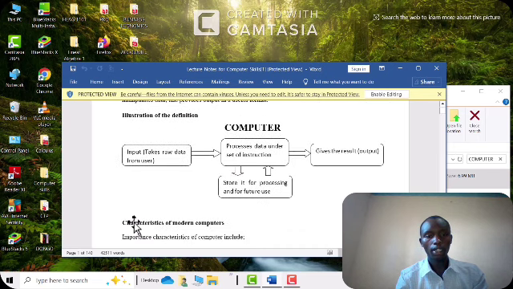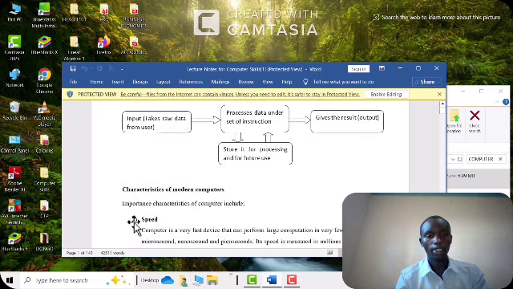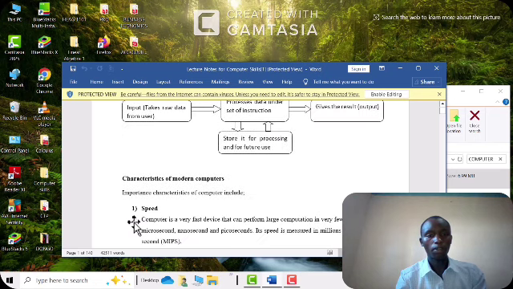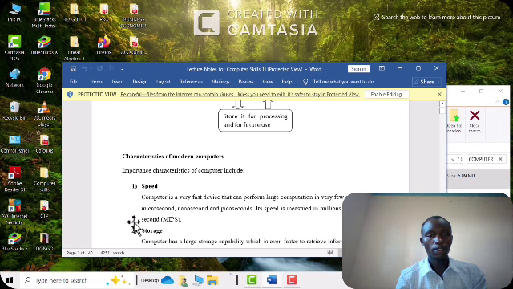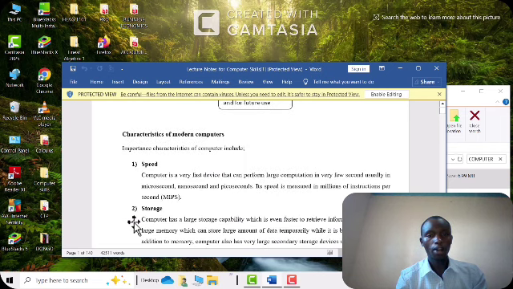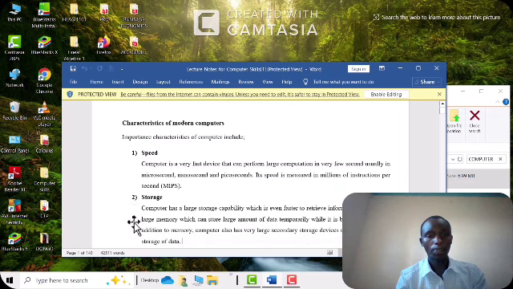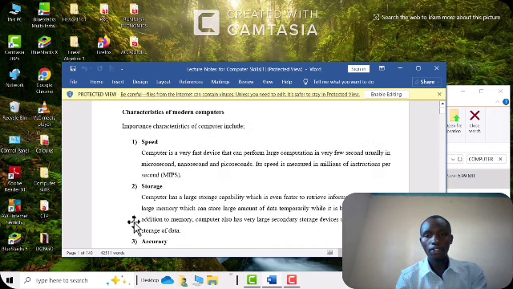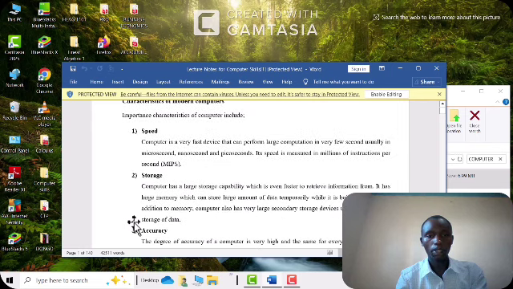So let's dive into it and look at the characteristics of a modern computer, or a computer at large. The important characteristics of a computer include speed. A computer is a very fast device that can perform large computations in a very few seconds, usually in microseconds or nanoseconds. Its speed is measured in millions of instructions per second, so it performs very large computations in a very short time.